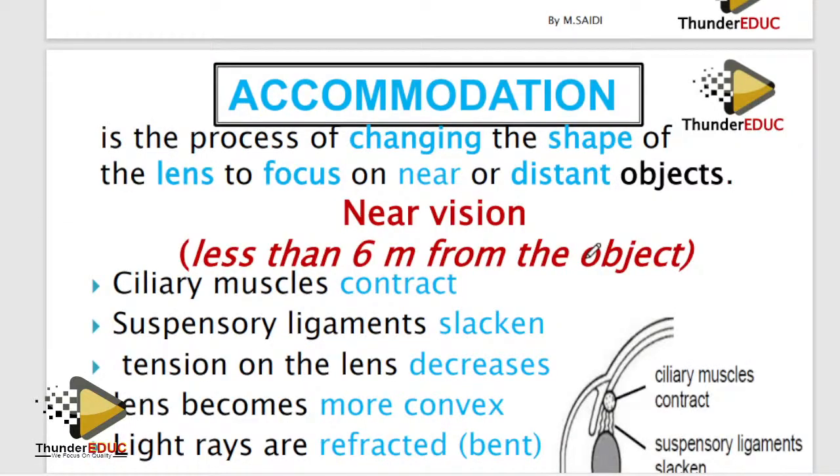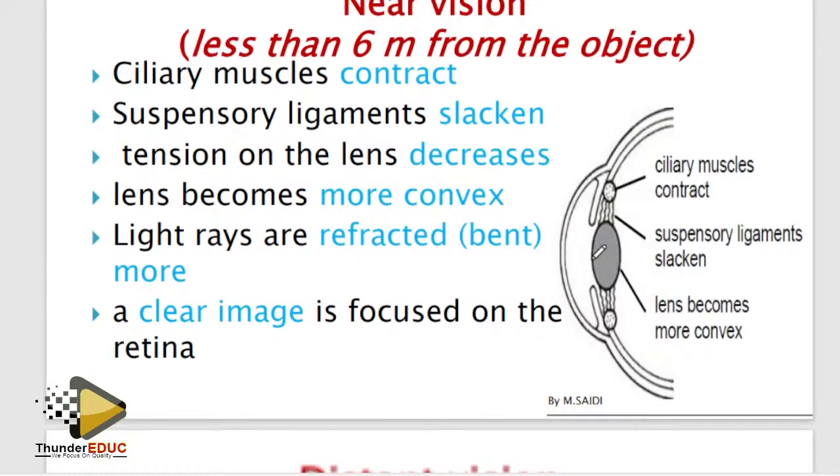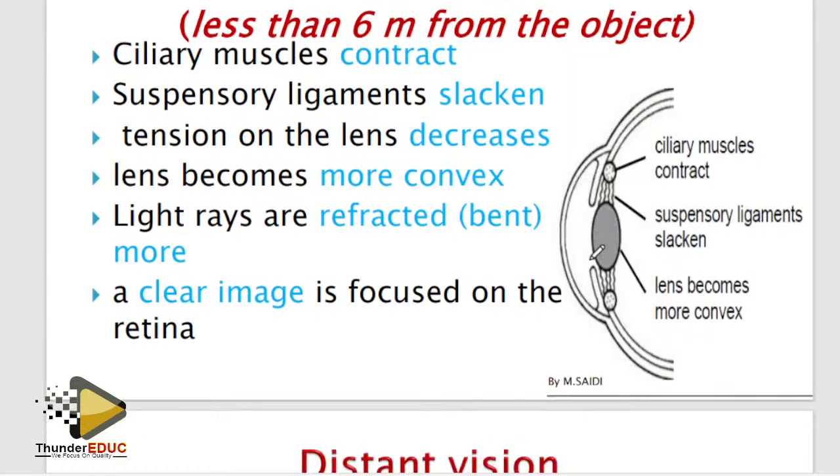Accommodation is the ability to change the focal length of the lens to focus on near and distant objects. You have to know that. Guys, don't memorize all. Memorize near, and it will be the reverse for far. Whenever I talk about accommodation, if they say from far to near, explain near. From near to far, you explain far.